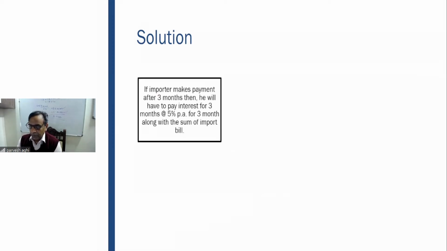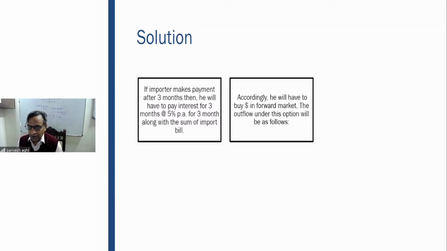Okay, fine. Now, if the importer makes a payment after 3 months, then he will have to pay interest for 3 months at the rate of 5% per annum, along with the sum of import bills. So that means he's going to pay interest to whom? To the exporter. Accordingly, he will have to buy dollar in the forward market. The outflow under this option will be as now.